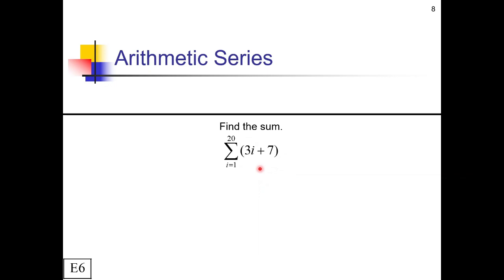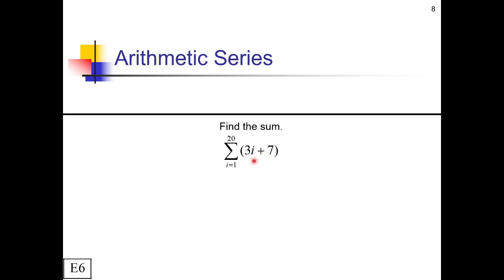We also saw that we could split this up into two different sums and take out a 3 and take out a 7 and use some special formulas for the summation of i and the summation of 1. And that's another way to do it, but that's also kind of clunky and a little bit drawn out.